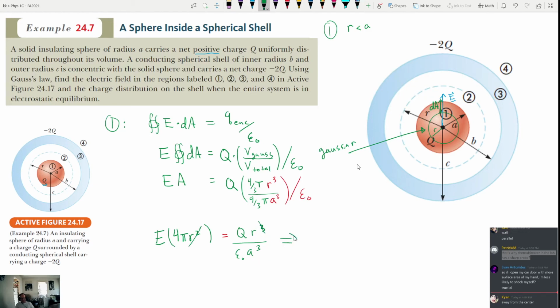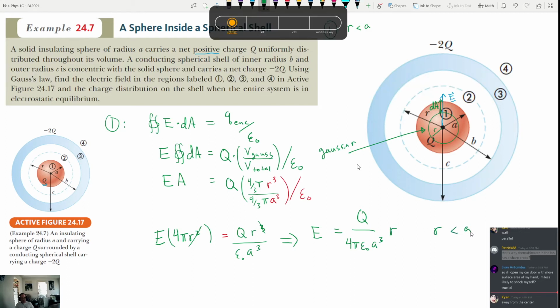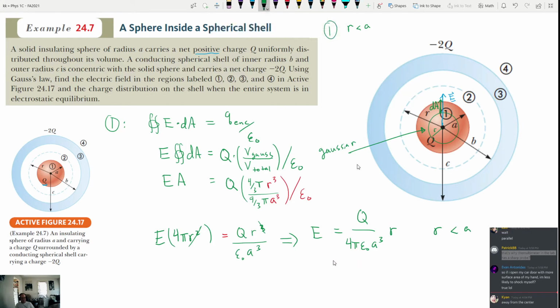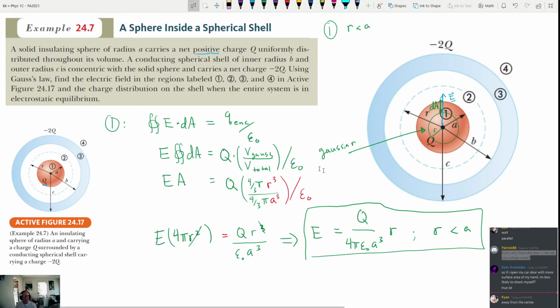And what we end up getting is that the electric field is going to be equal to q over 4 pi epsilon naught a cubed times r. And this is for the region of r less than a. Same result we got earlier. Any questions about that? All right. Region 2.